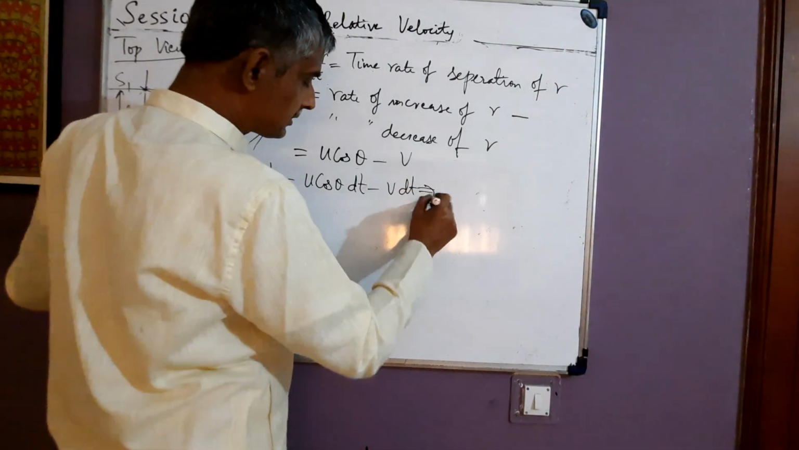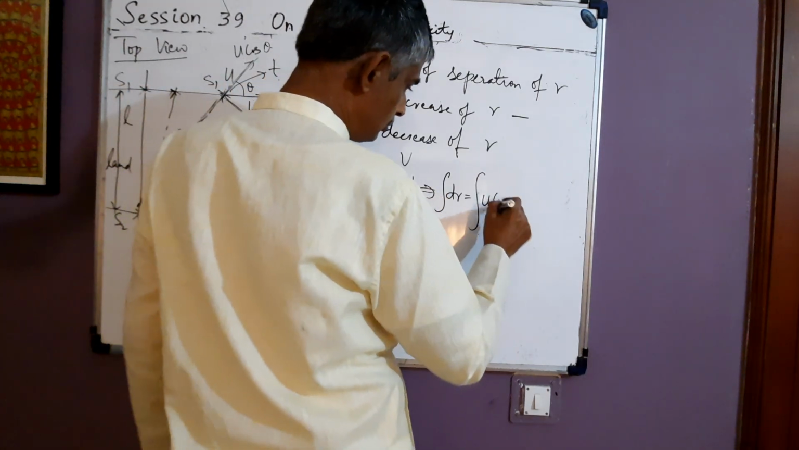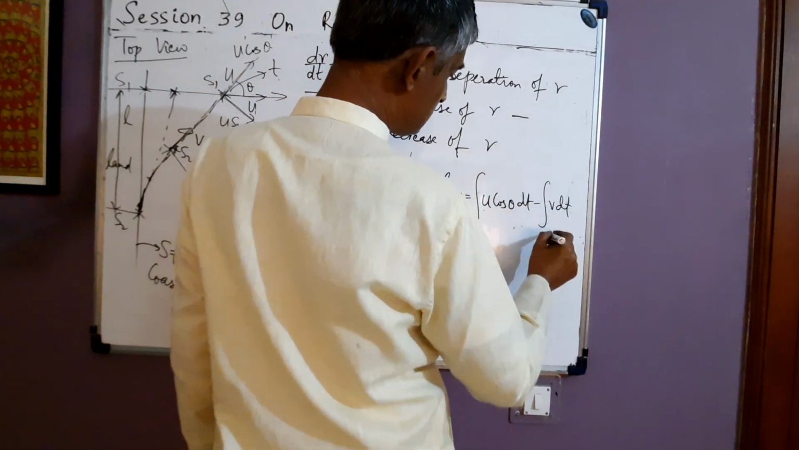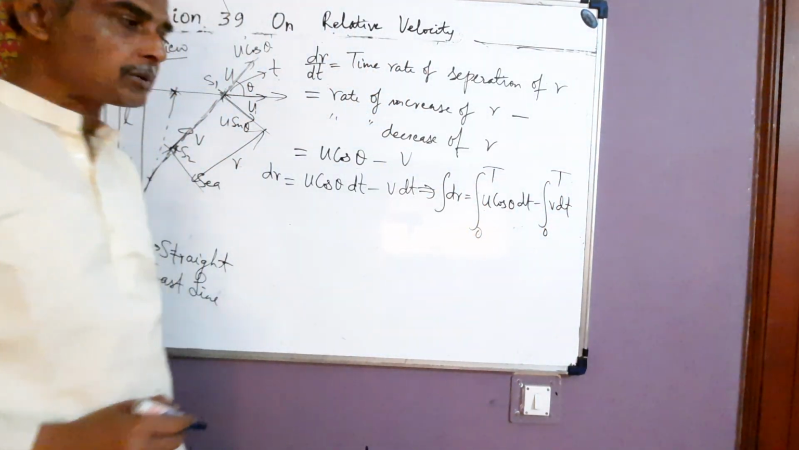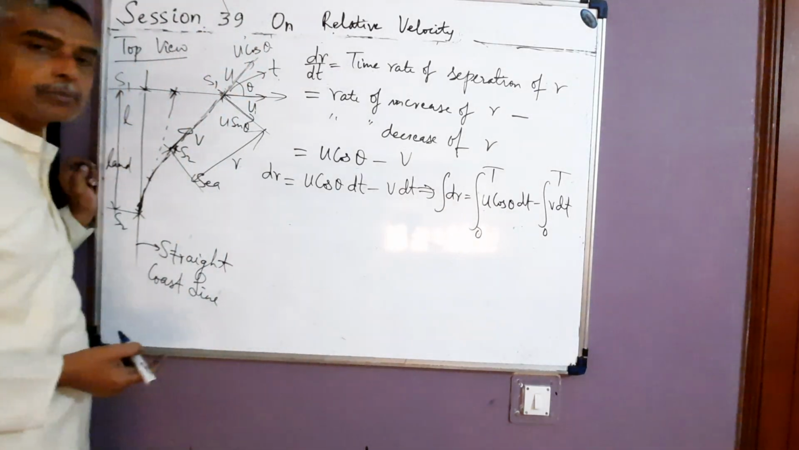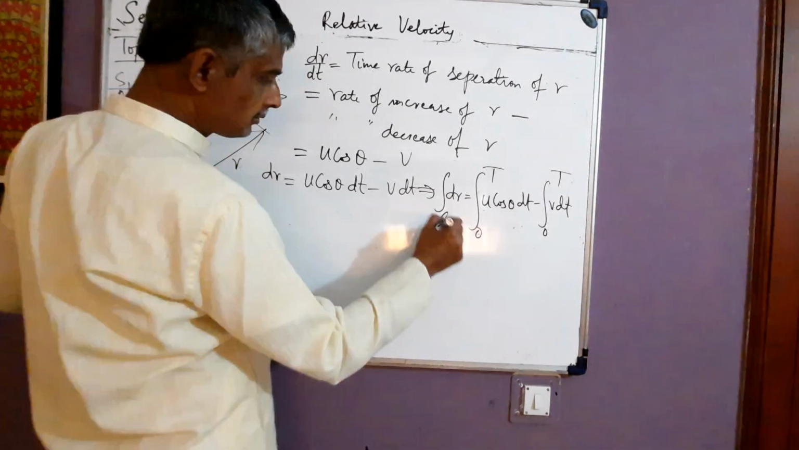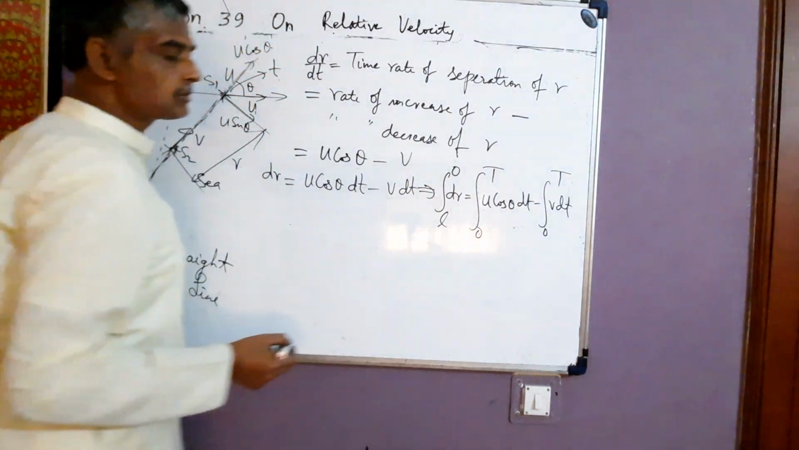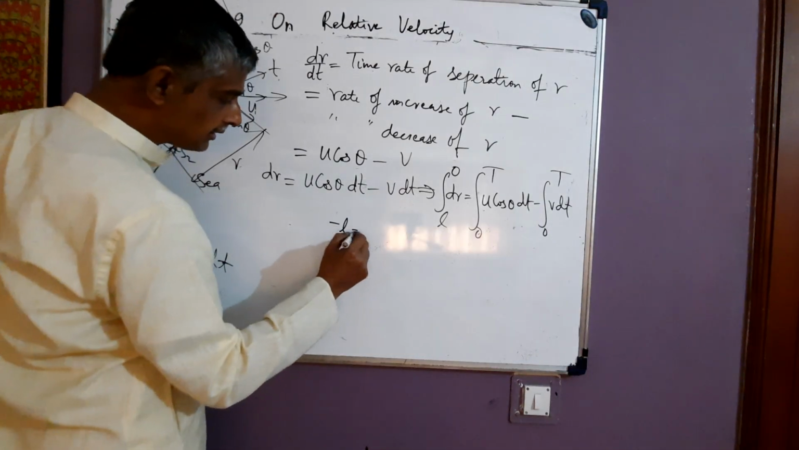Now we integrate this. That is just equal to u cos theta dt minus v dt, 0 to capital T. Capital T is the time after which the two ships meet. R is the instantaneous separation between the two ships. At time 0, R was just equal to L. And at time capital T, two ships meet. So distance between the two ships becomes 0. Now integrating and inserting limits, left side becomes minus L.